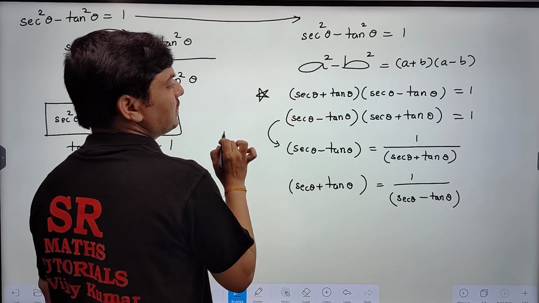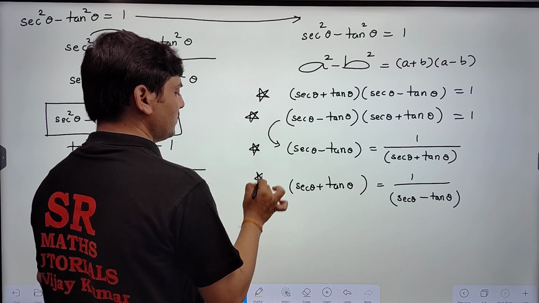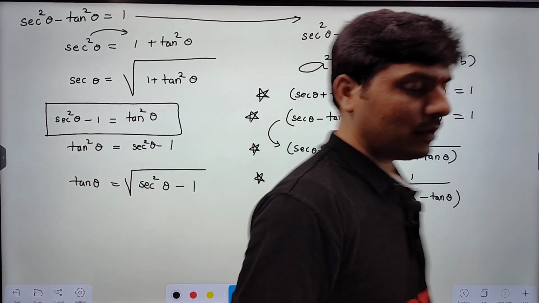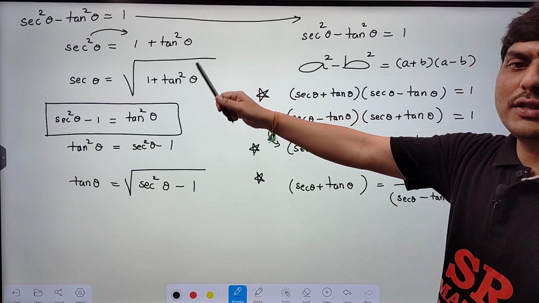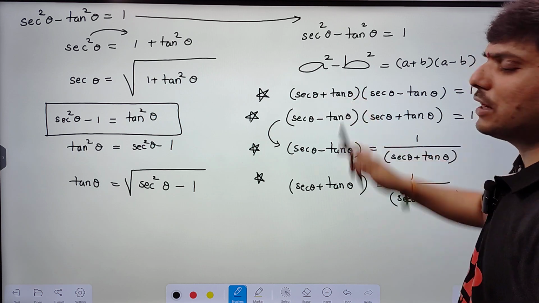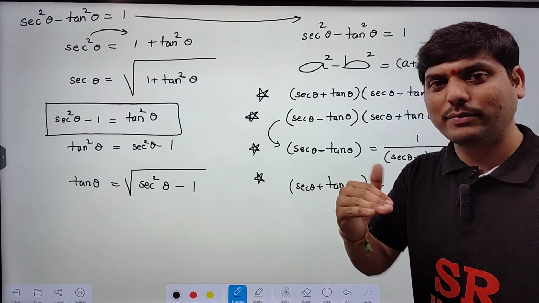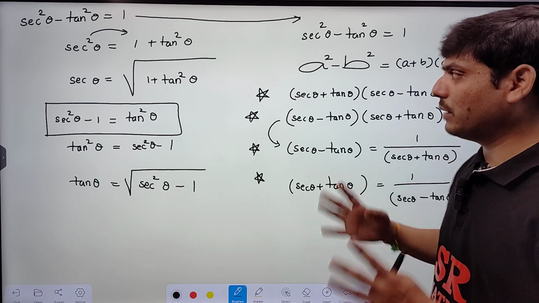Finally, how many formulas? Listen. There are four more formulas of this concept. You know very well secant square theta minus tan square theta is equal to 1, having 4 formulas: 1, 2, 3, 4. But one more set of 4 formulas is also there. That concept is coming from the a square minus b square formula. Those generate 4 formulas again.